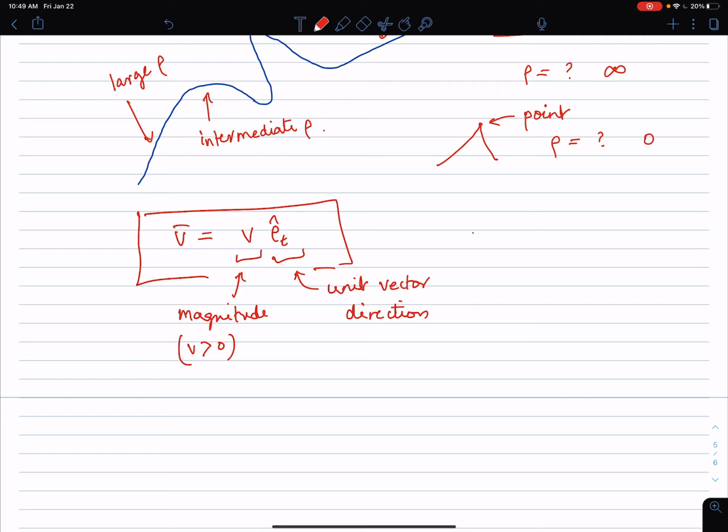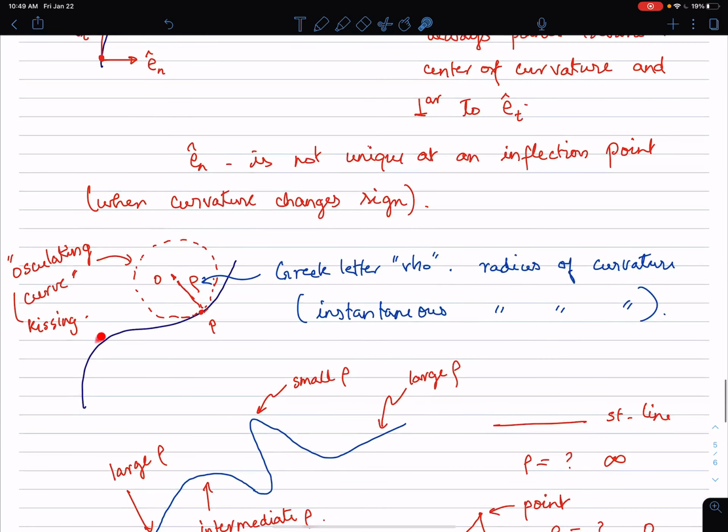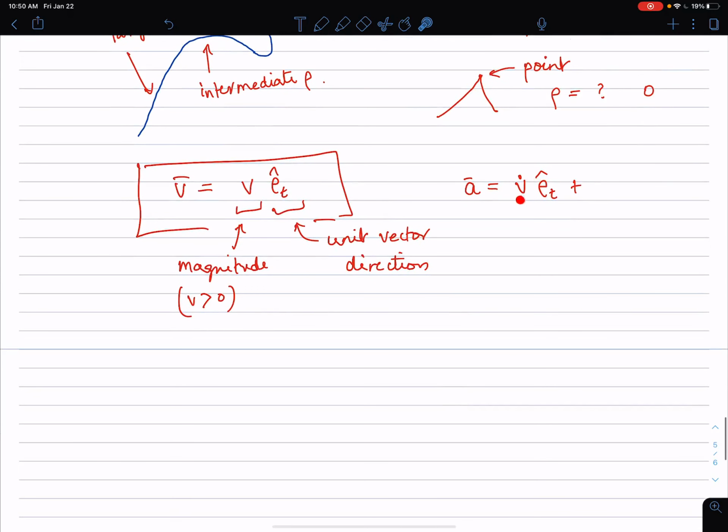And then for acceleration, we just differentiate this expression. It's going to be v dot et. This is the term that has to do with the rate of change of the speed. So you're going along this path. If your speed changes, namely how fast you're moving changes, that has to do with v dot, and it's changing along et. So this is the term that has to do with speed changes.